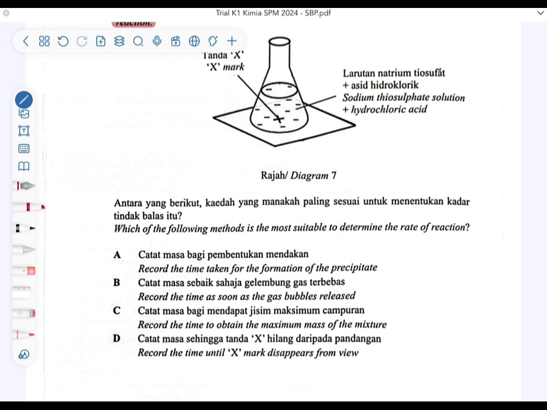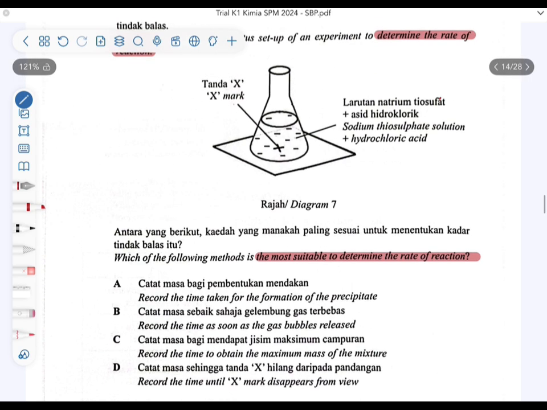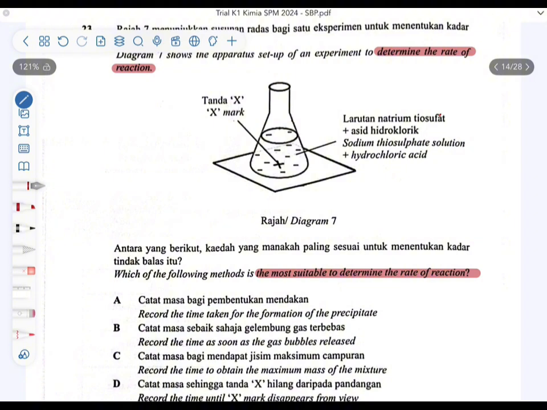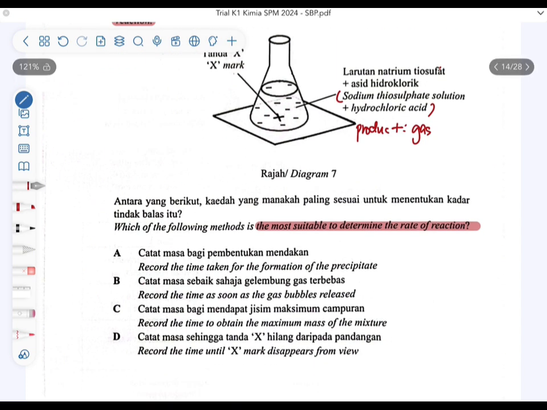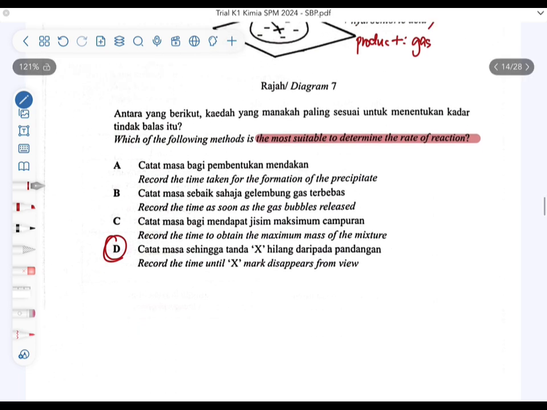Which of the following methods is the most suitable to determine the rate of reaction? Basically you need to know the reaction between the sodium thiosulfate solution and the hydrochloric acid. The product of this reaction is actually a gas, okay? So it will be released until you cannot observe the X mark. So the answer would be D, which is record the time until the X mark disappears from the view.